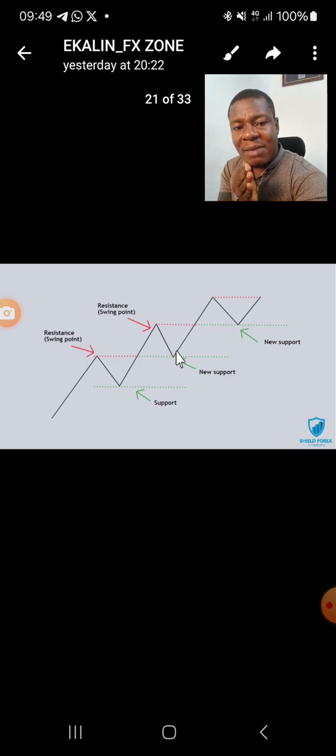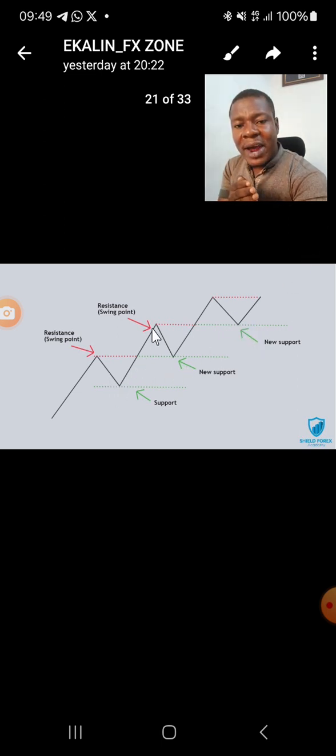You wait for another impulsive move to be able to take profit at a higher level. So you can take your first profit here. Okay, you can take your first profit here, and then you wait for price to go up again. Then it retraces back to the resistance, which is now serving as a new support, in that order. So that is how you trace it.